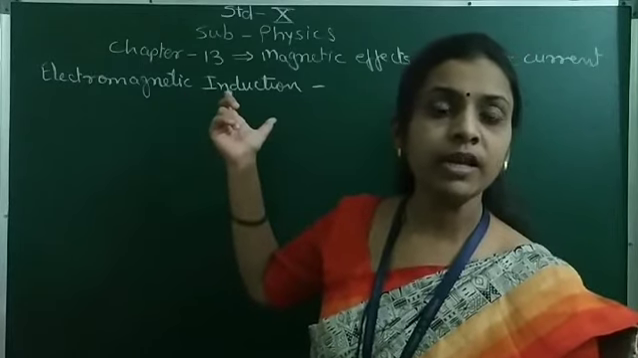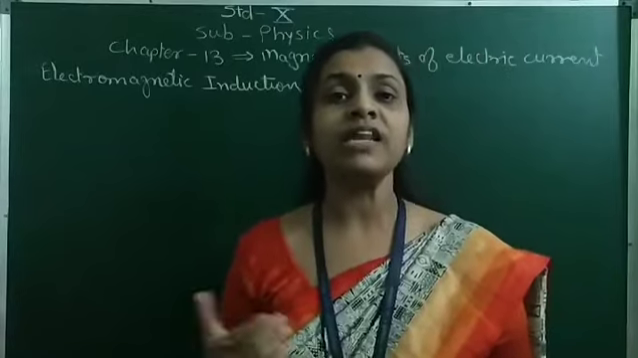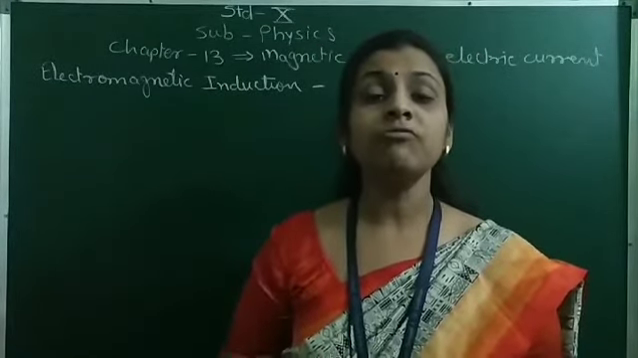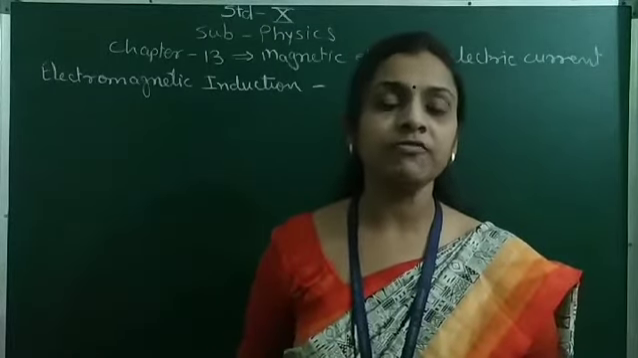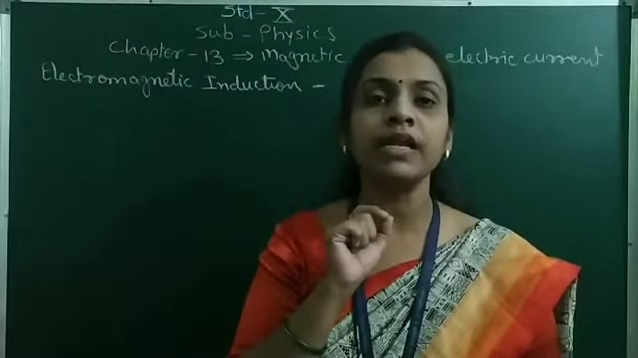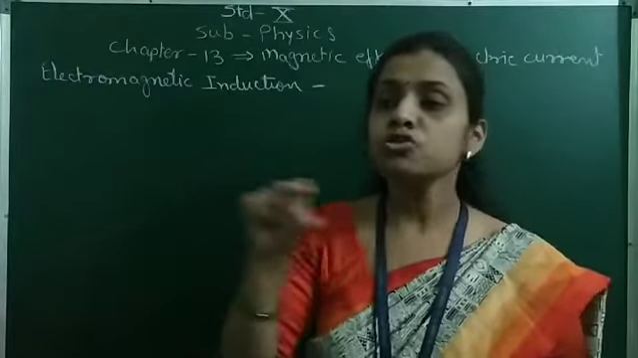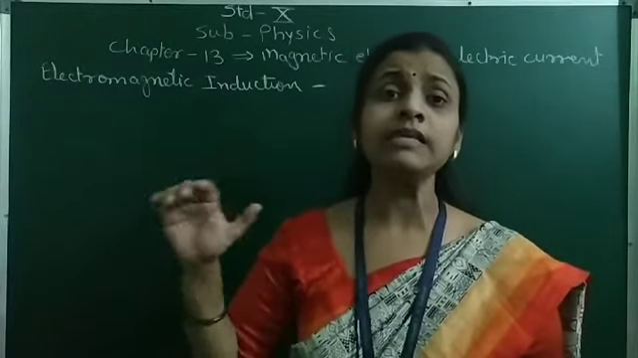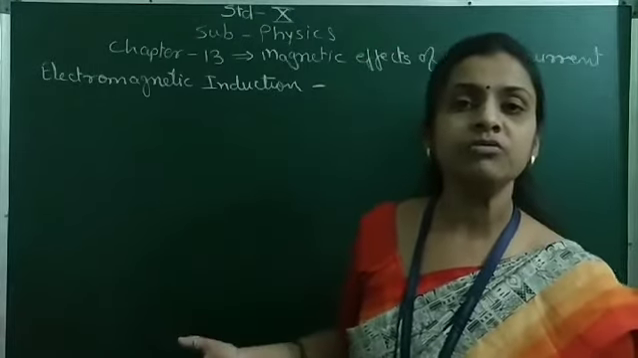So what do you mean by electromagnetic induction? Electromagnetic induction is the phenomenon by which an EMF or current is induced in the coil. And why is the EMF or current induced in the coil? Because of a change in magnetic field. And why is there a change in magnetic field? Due to the relative motion between the bar magnet and the coil. As the bar magnet moves towards or away from the coil, due to this relative motion there is a change in magnetic field, and this change in magnetic field produces or induces current.